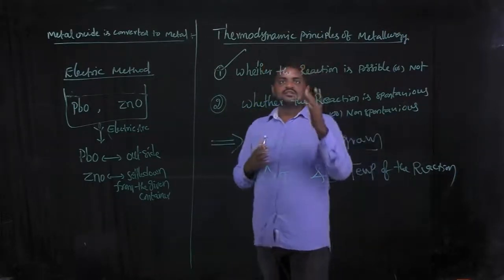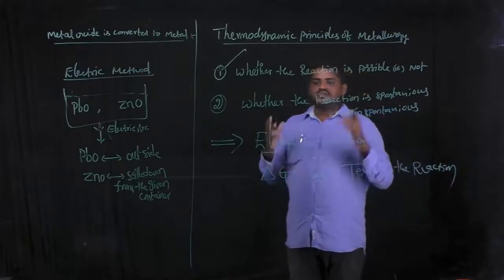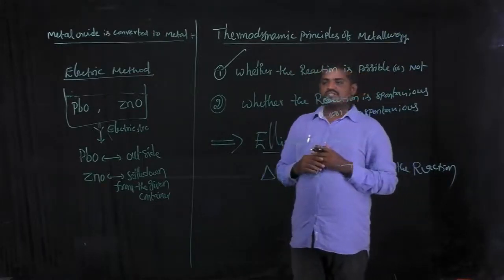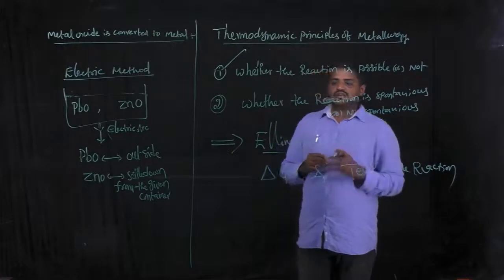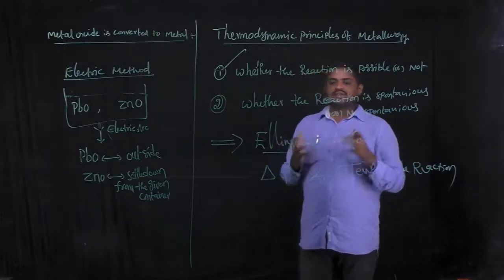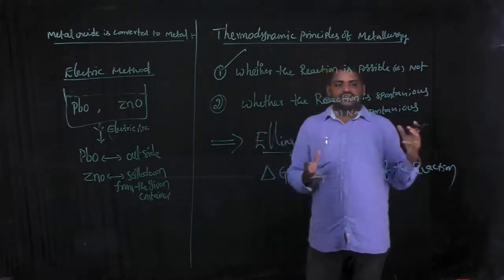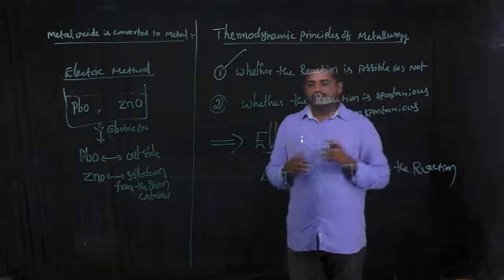And next one, I discussed thermodynamic principles of metallurgy. These principles in metallurgical processes are used only for identification of 2 points. First point is whether the reaction is possible or not, and whether the reaction is spontaneous or non-spontaneous. These 2 points are identified.